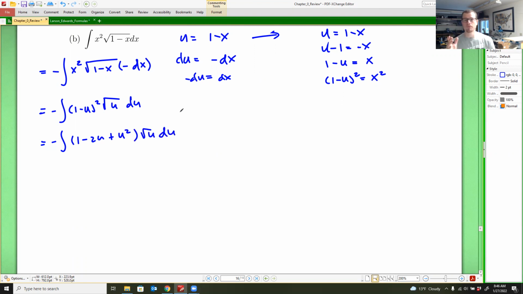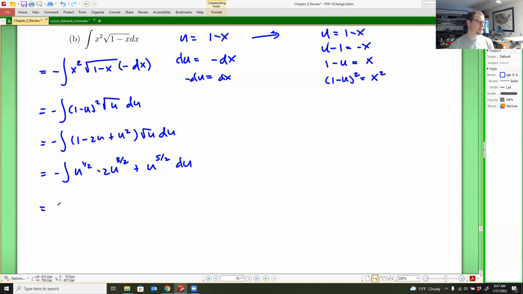Now, why is that better? Because I can distribute the square root of u in. I'm going to write this really nicely as u to the 1/2, right? Square root is exponent 1/2. Distribute it to the 1 minus 2 times u to the 1 plus 1/2 is 3/2, plus u to the 2 plus 1/2, which is 5/2, du. And now this looks really nice because I just need to apply the power rule a bunch of times.